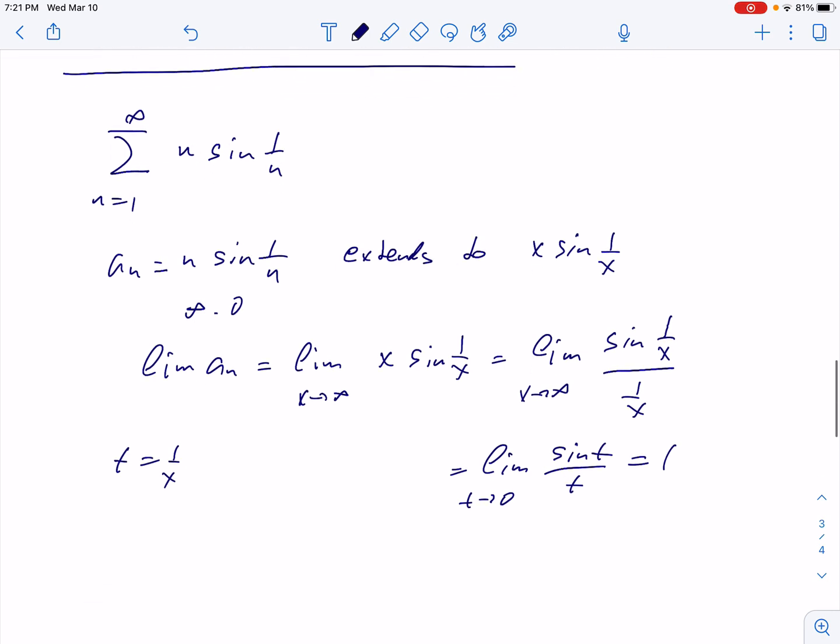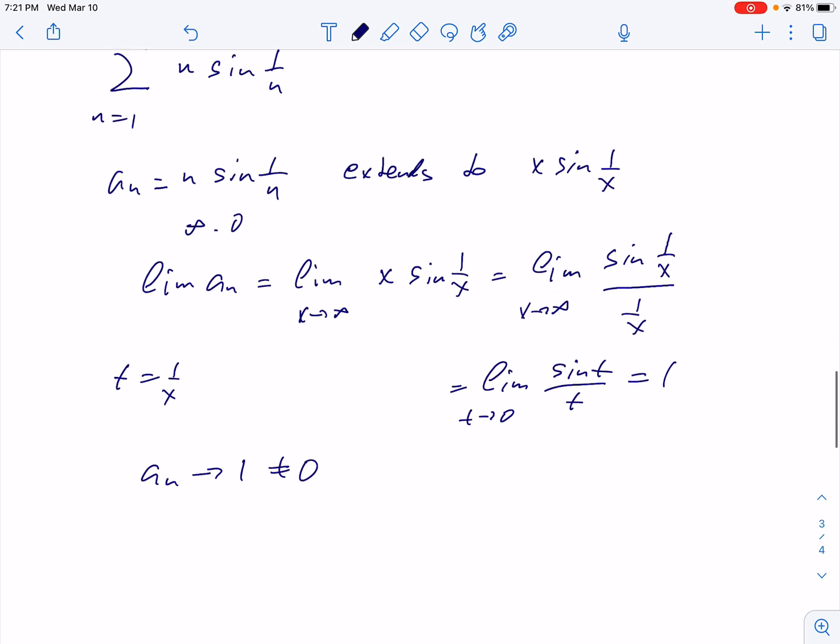This limit is familiar from Calc 1, it's 1. You can use L'Hopital, or you can just remember what you did in Calc 1. So what we found here, that the general term a sub n approaches 1. This is different from 0, and we can use the divergence test. The divergence test says the series is divergent. The general term does not approach 0. So our series is divergent by divergence test.